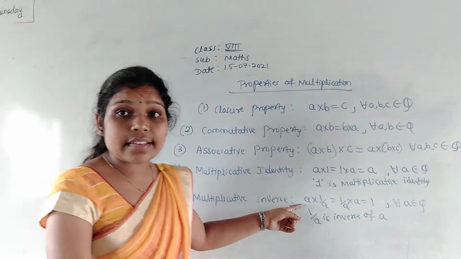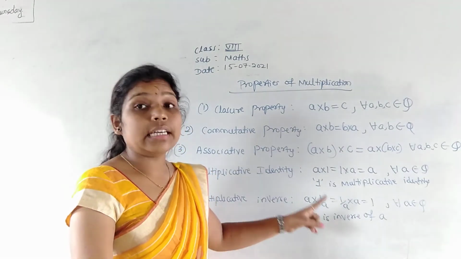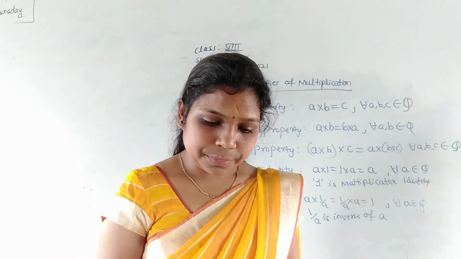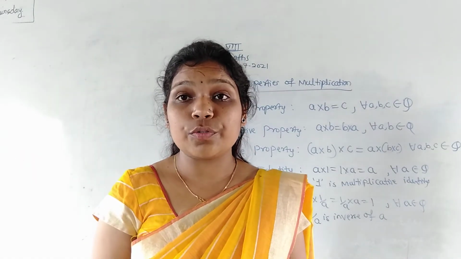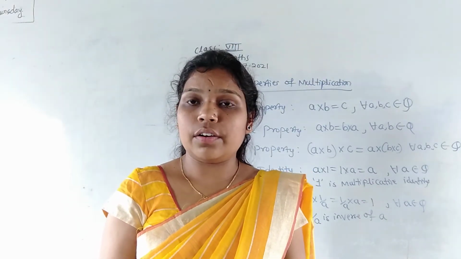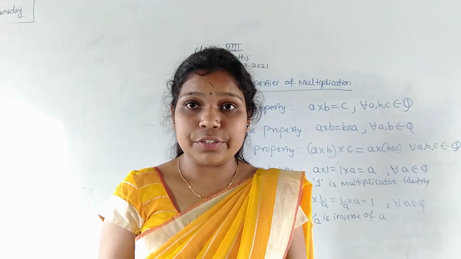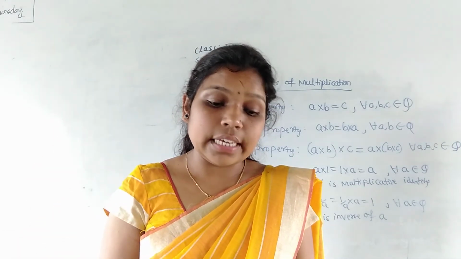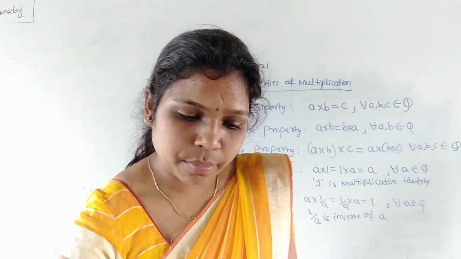So if A is a rational number, in general, then 1 by A is the inverse of that A. Okay, so next one. After that we have the properties of division, right? In the properties of division, all the properties fail to satisfy here. So no need to discuss the division. In division every property fails. So directly we will go to exercise number 1.2 here.